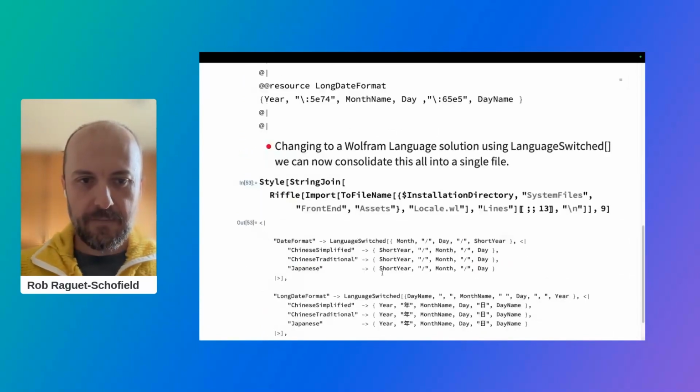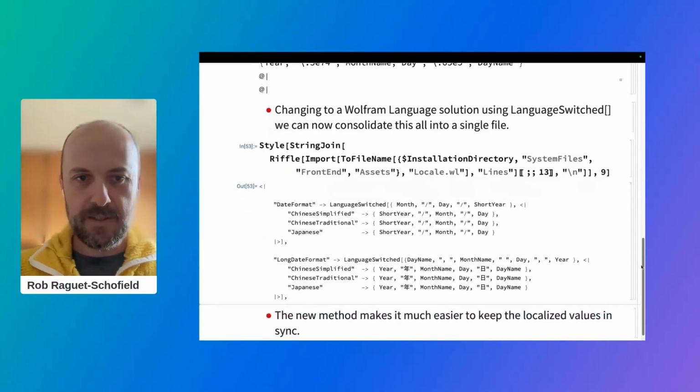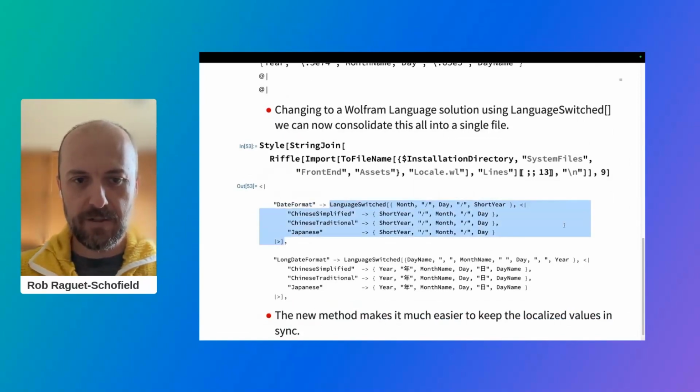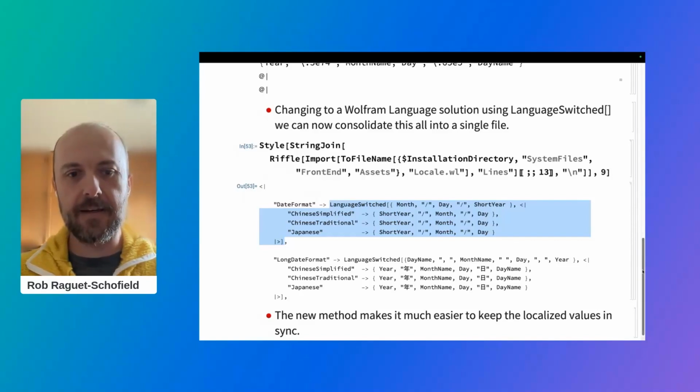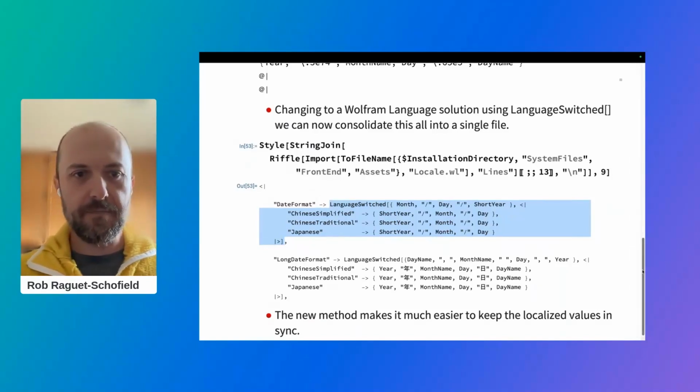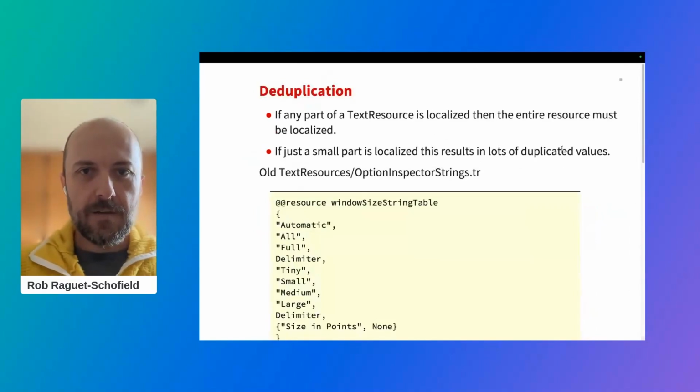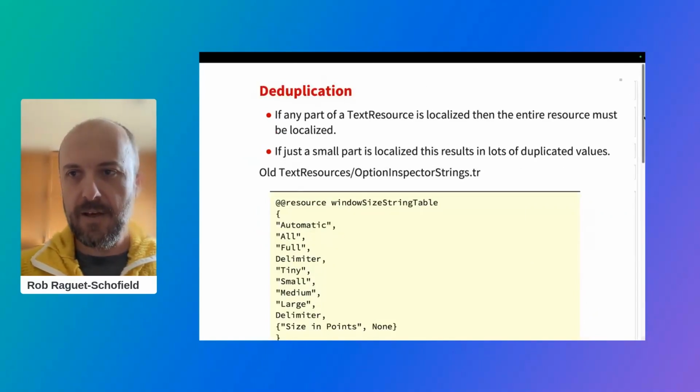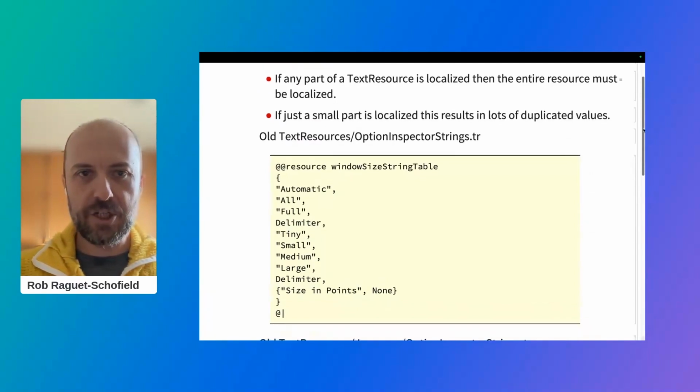With the new system, we do this differently. We have it all in one file. We just have one definition for the date format, and we use language switched to switch on the language. So it's much easier to keep things in sync using this new system. So duplication: we don't have to duplicate parts of the resources that don't actually change.